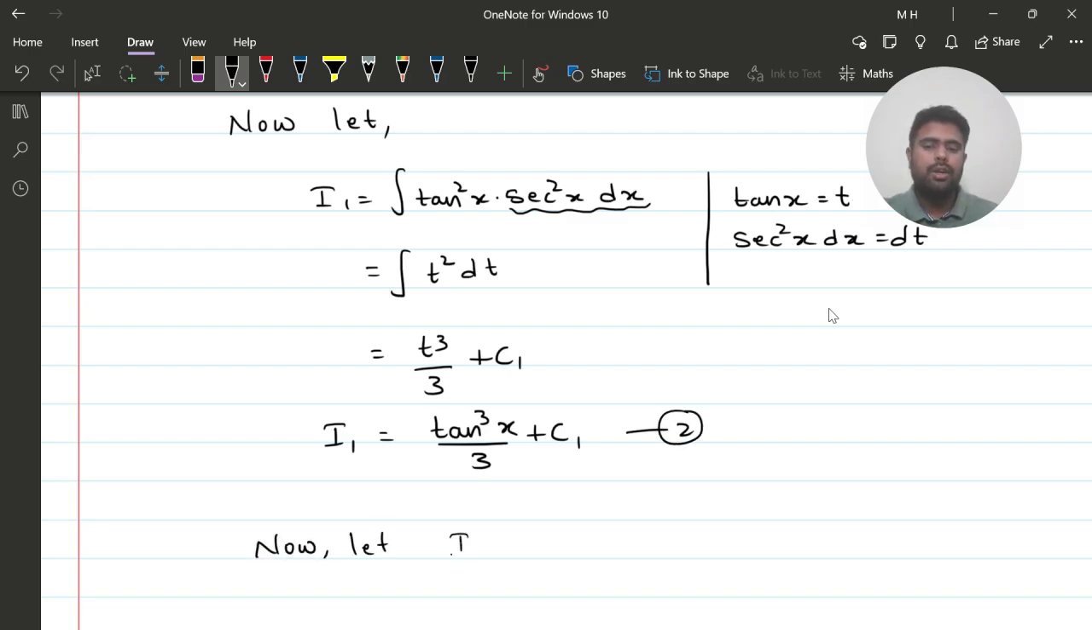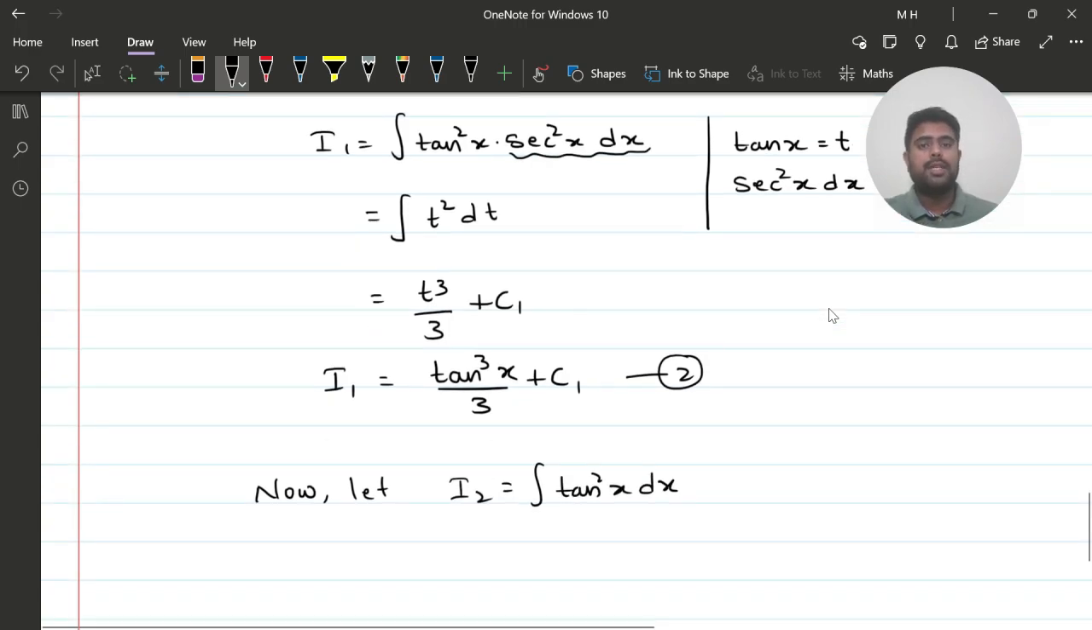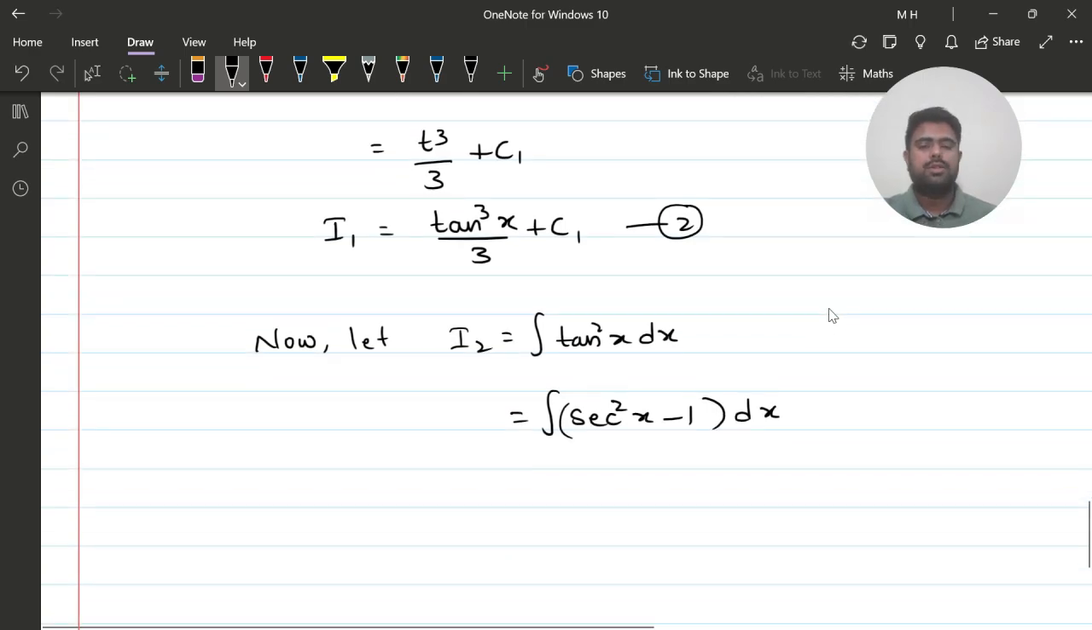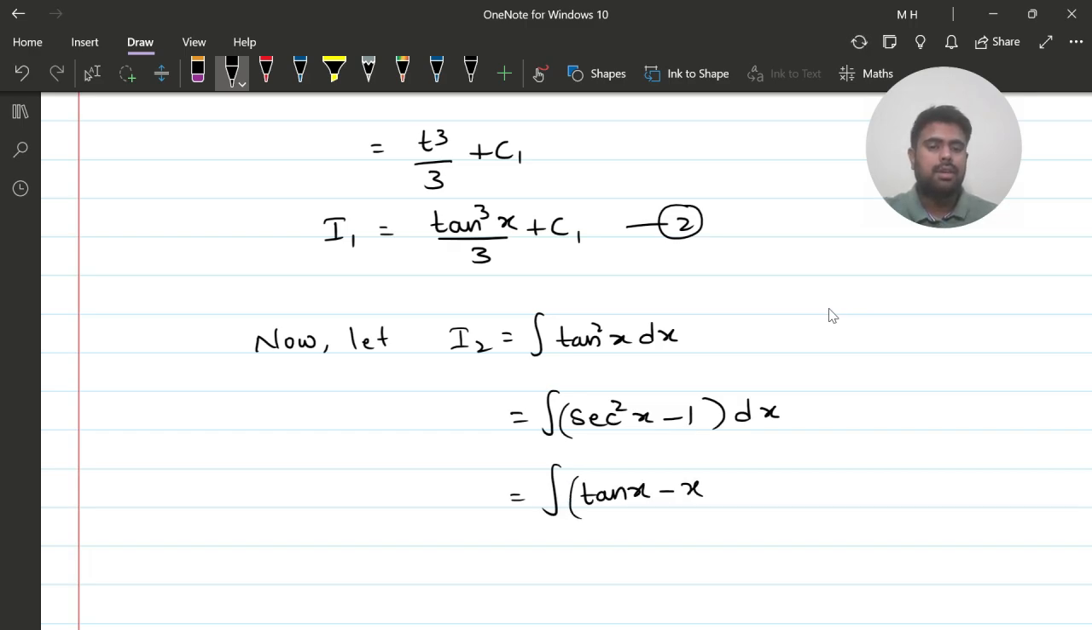Now let I2 be equal to the integral of tan square x. The integral of tan square x we don't know, but the integral of sec square x we know. So I'll write this as the integral of sec square x minus 1 dx. What is the integral of sec square x? Tan x. Minus, what is the integral of 1? x. So the integral of sec square x is tan x and the integral of 1 is x plus c. I will call this c2. This is I2. This is equation 3.